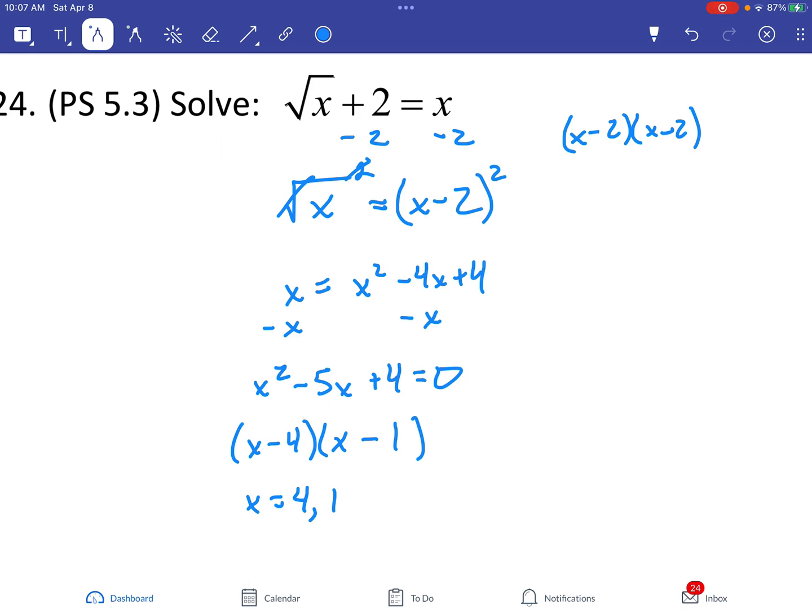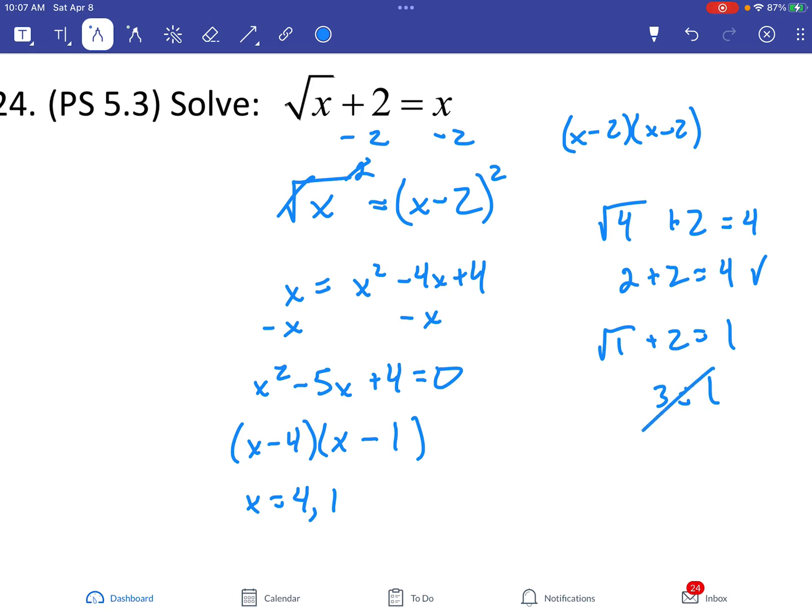So I put 4 in first for x. The square root of 4 is 2, plus 2 is equal to 4, and that checks out. So 4 is working. The other one, the square root of 1 plus 2 equals 1. Well, the square root of 1 is 1, and 1 plus 2 is not 1, it's 3. That doesn't work. So 1 is not an answer, but 4 is. So it's important to check your answers.